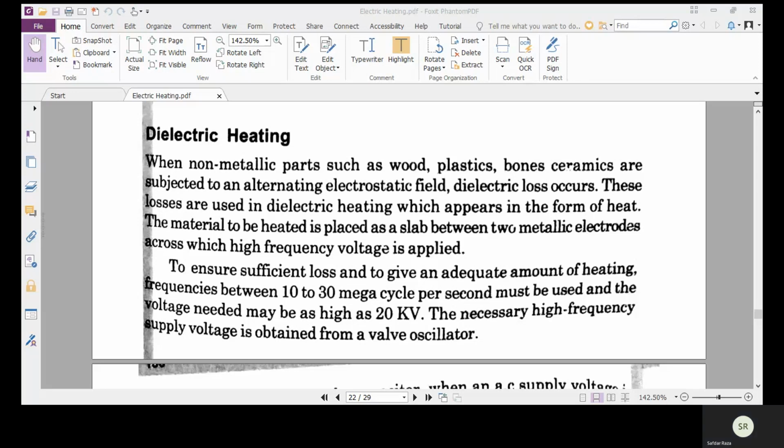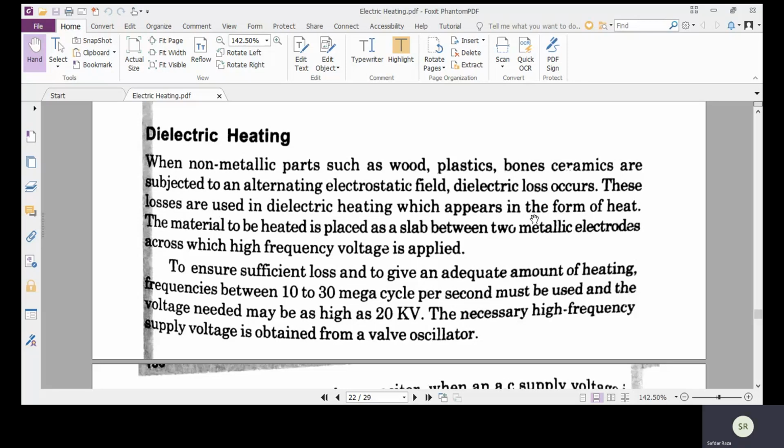From today, we will start our discussion on another type of heating, which is named dielectric heating. Whenever non-metallic parts such as wood, plastic, bone, ceramics are subjected to an alternating electrostatic field, dielectric loss occurs. These losses are used in dielectric heating, and appear in the form of heat.